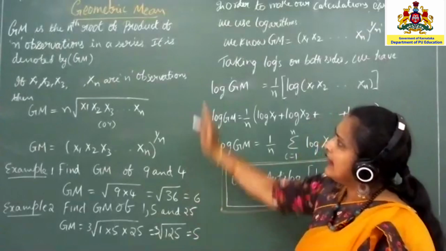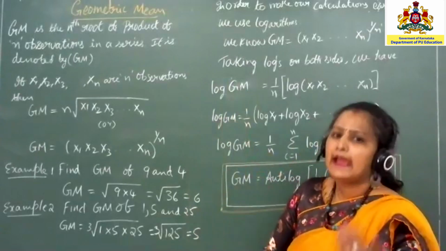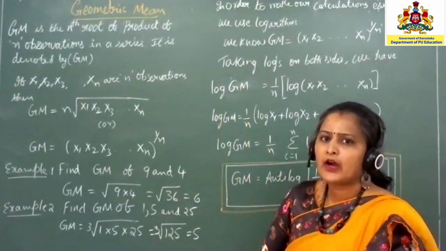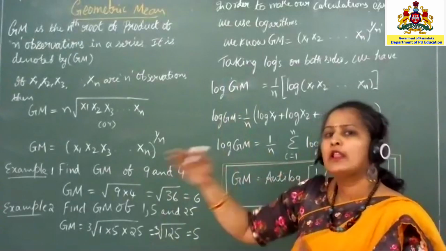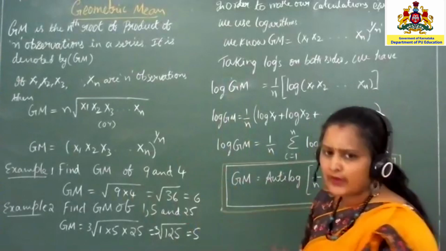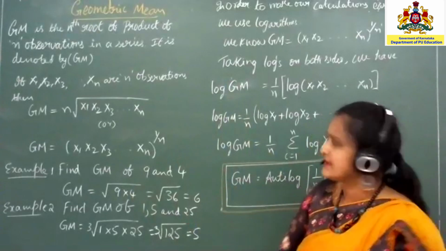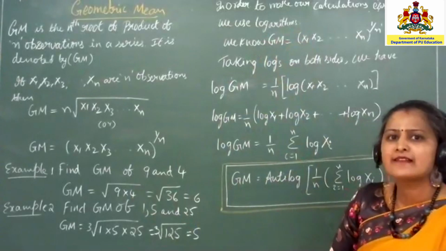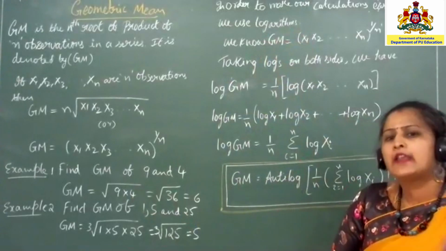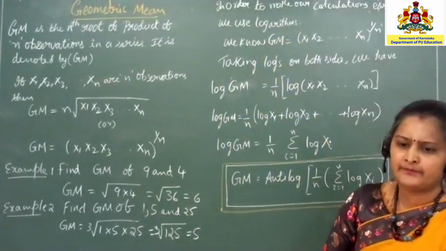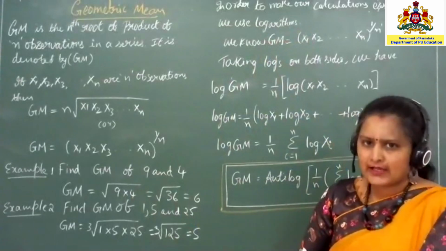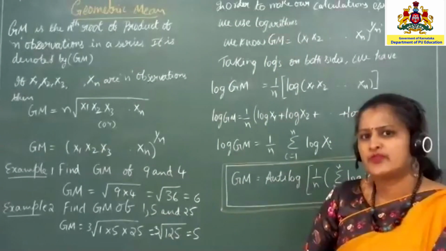So clearly, geometric mean is the nth root. Let us suppose you have 10 numbers. Then you need to find the 10th root of all the values, which is very difficult. That's the reason, in order to make our calculations very easy and simple, we use logarithms to find the geometric mean.